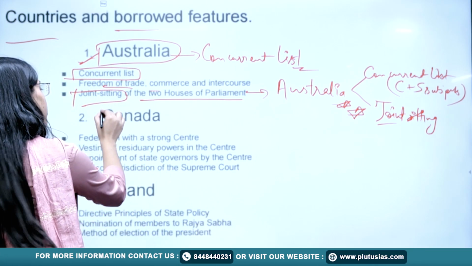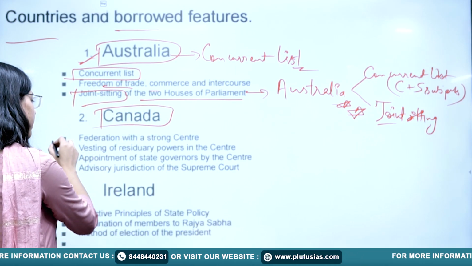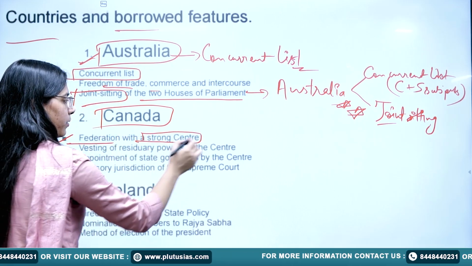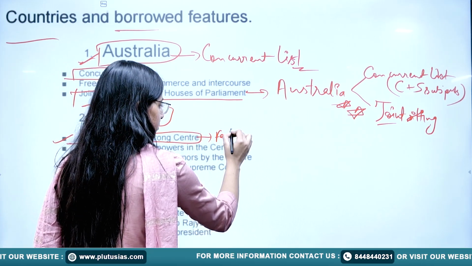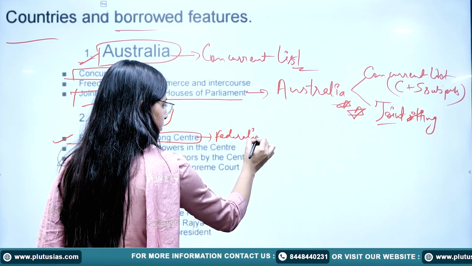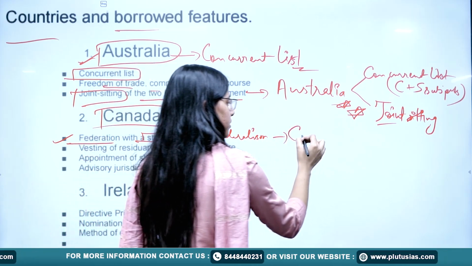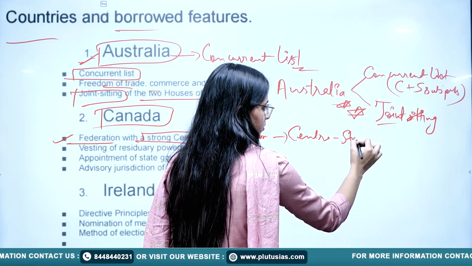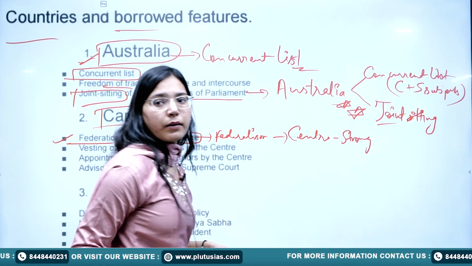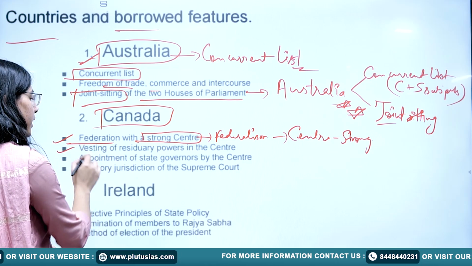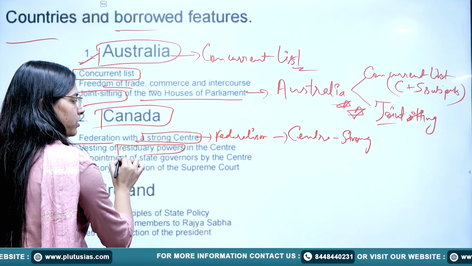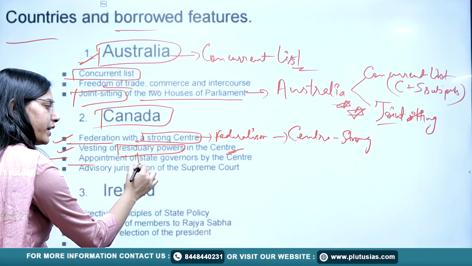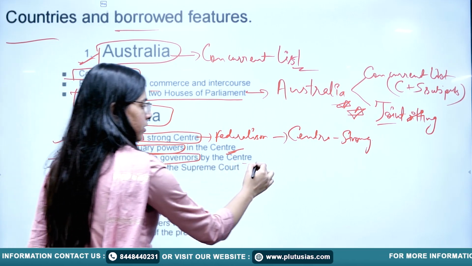After that, from Canada, what we have incorporated is a federation with a strong center. Federalism, where the center is strong and then the state. After that, the residuary powers are with the center. Then, the appointment of state governors by the center.